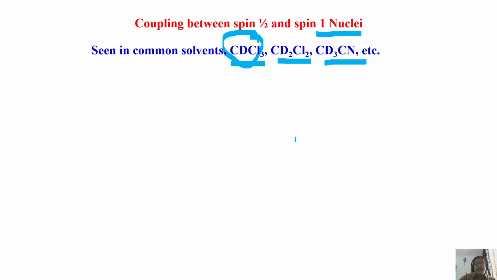Similarly, dichloromethane, not methane, what is it? CD2Cl2. Dichloroethylene, okay, whatever it is. I don't know the name of the molecule. You people know, chemistry people should know. Again there is residual proton, and you are going to get protonated peaks. Similarly, CD3CN.